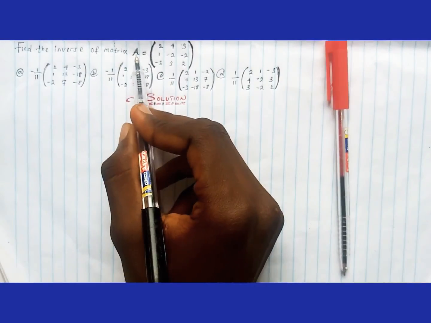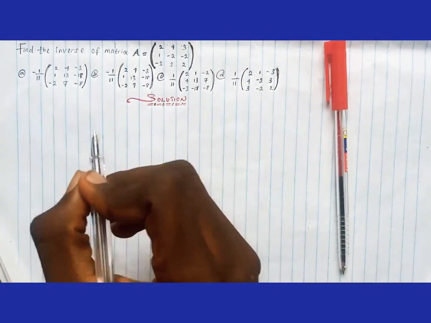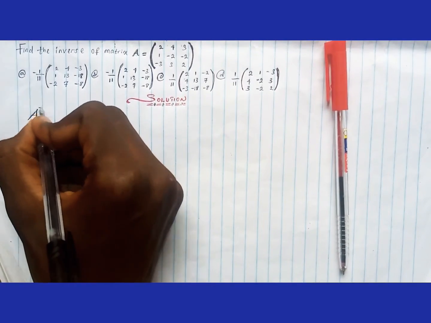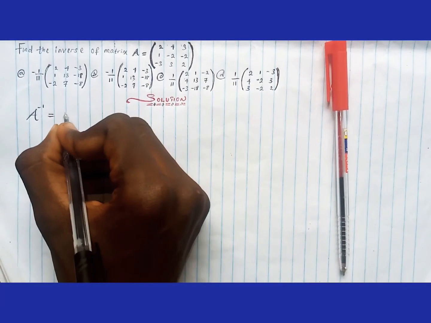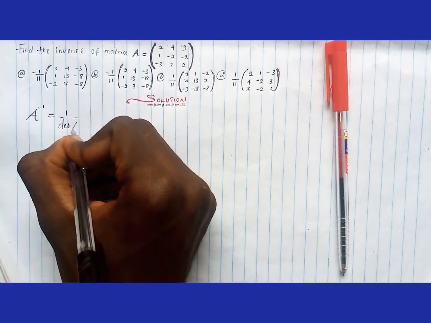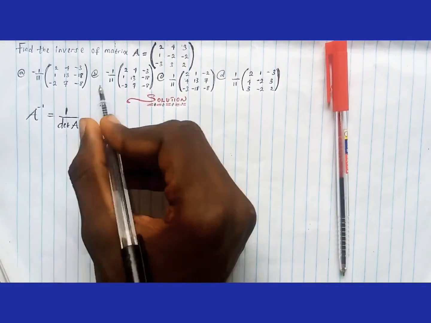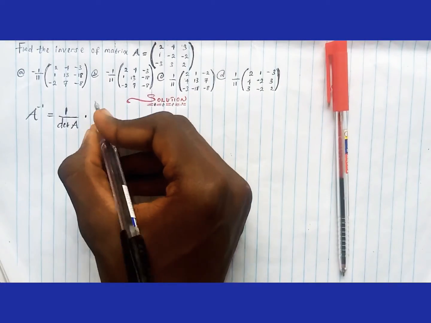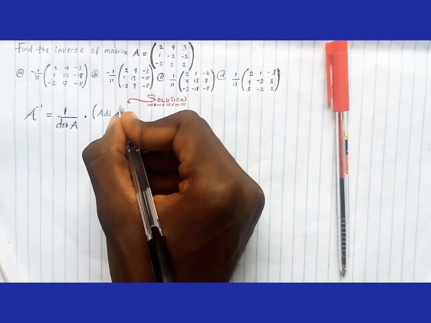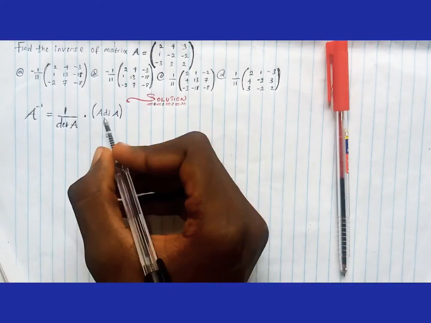Whenever you are given a matrix and asked to find the inverse of that matrix, there is a particular formula for it. You all know that the inverse of A, that is A raised to the power of minus 1, is given as the reciprocal of the determinant of matrix A, that is 1 over the determinant of matrix A, multiplied by the adjoint of matrix A.